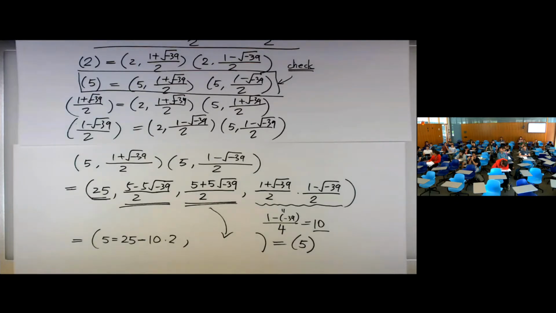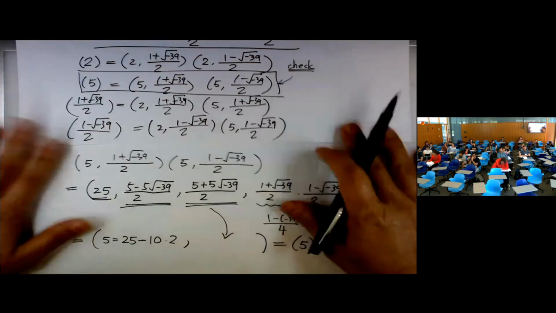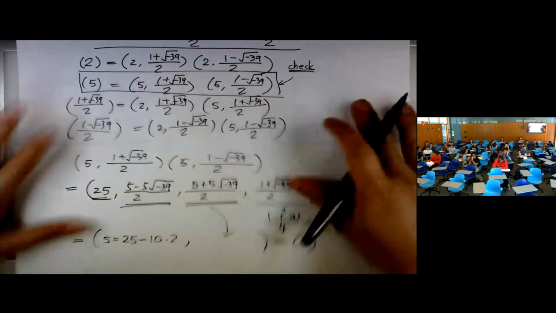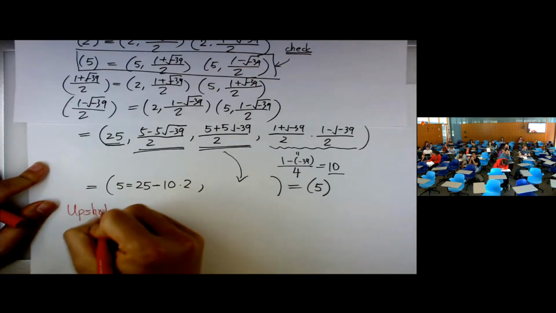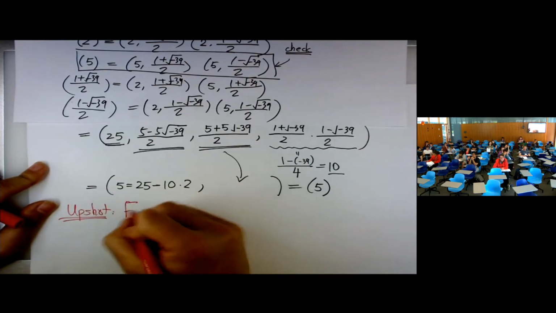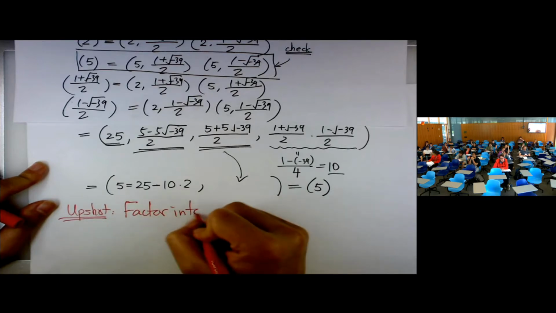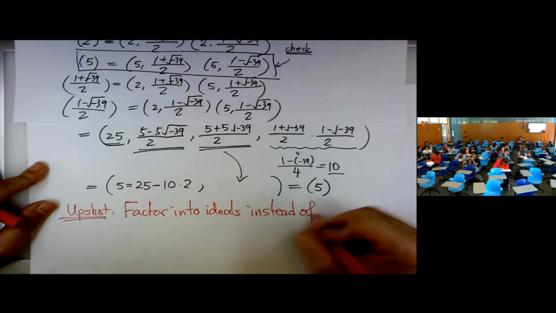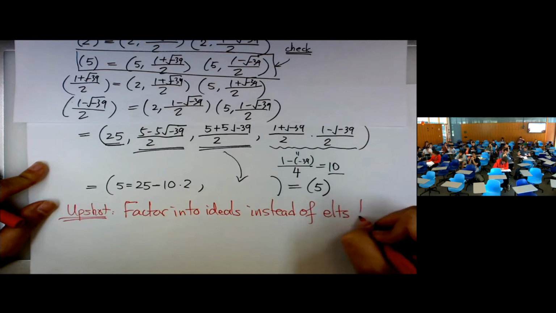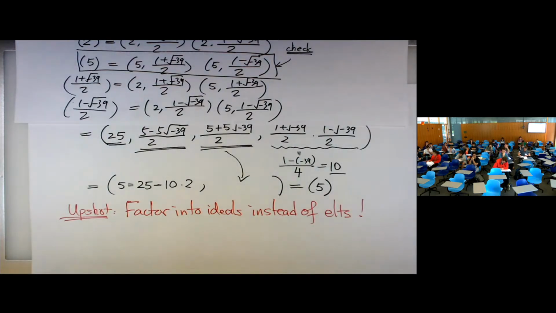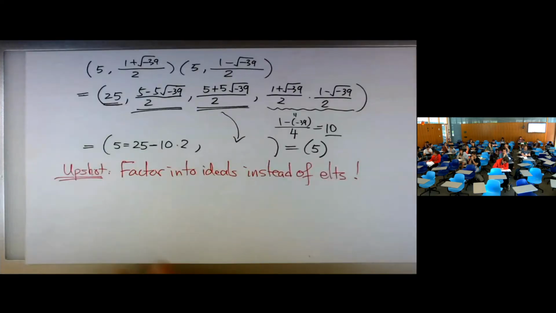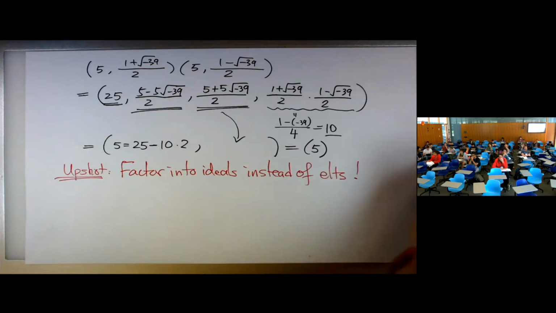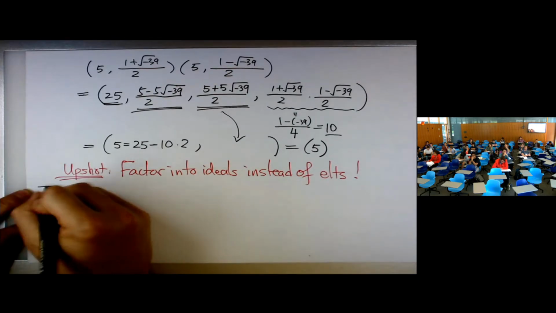So I hope to use this example as a way to convey that using factorization. So maybe I should write it. So upshot. Here's the upshot. I want to factor into ideals instead of elements. So instead of really factoring a number into a product of prime elements, you want to factor things into prime ideals. So this is precisely what Dedekind proved.